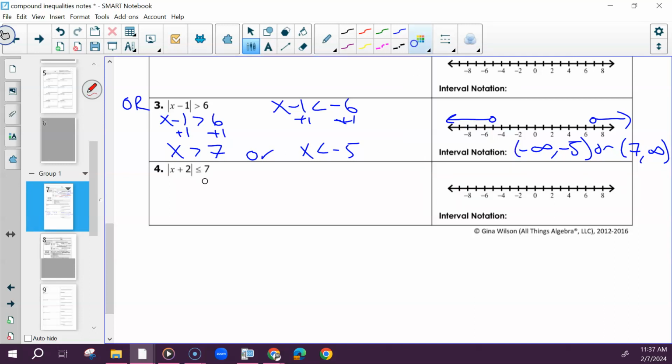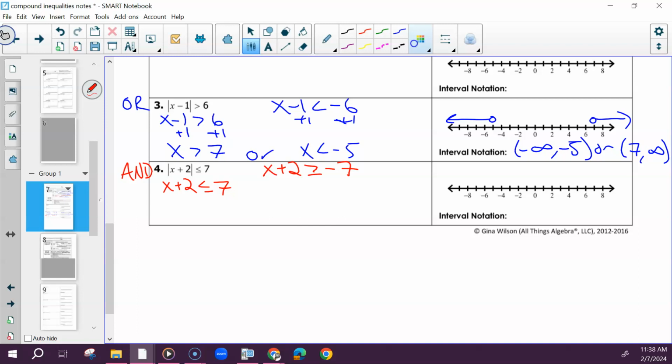This is a less than or equal to, so that's going to be which type? And. So with your and, you could do one of two things. Still set up your two separate cases, or you can condense them. I'll show you what that means. So it's already isolated. If we were creating our two separate cases, that would be x plus 2 is less than or equal to 7. Keep it the same. The other one would be x plus 2 is greater than or equal to negative 7.